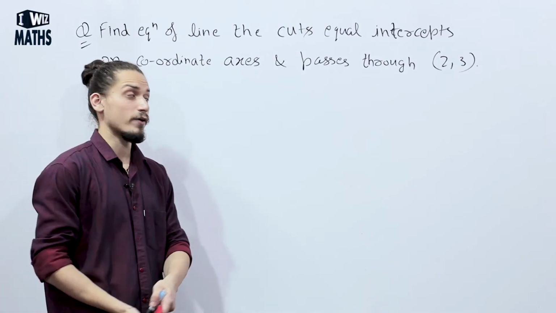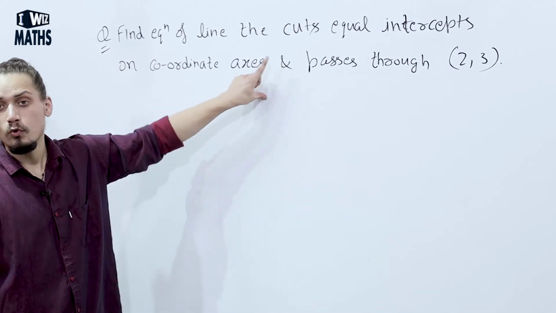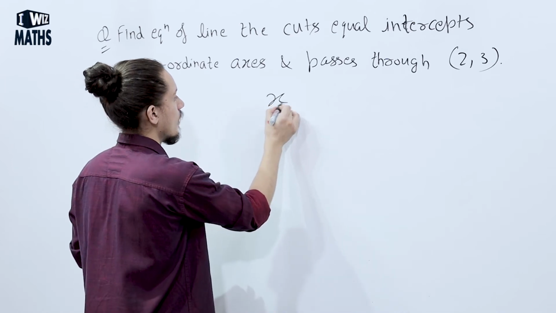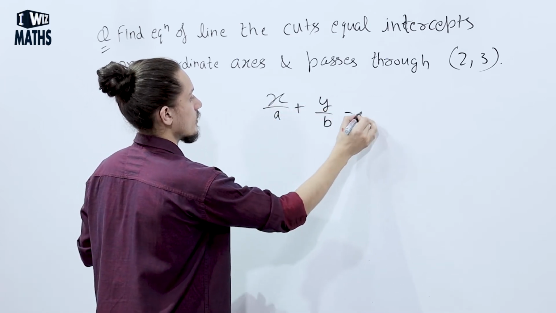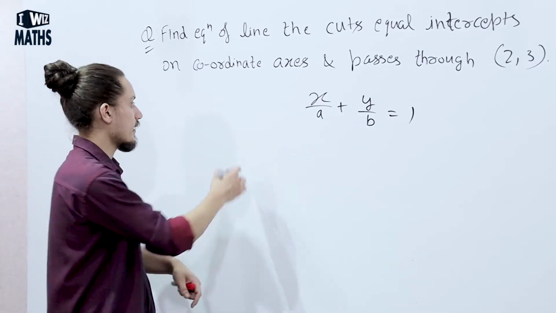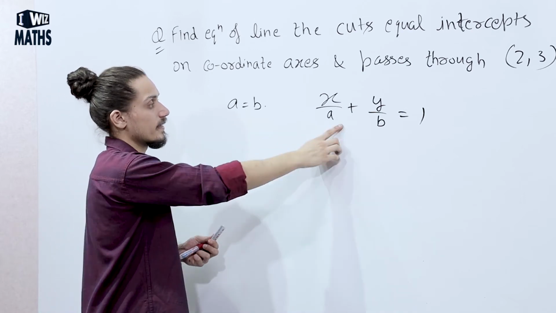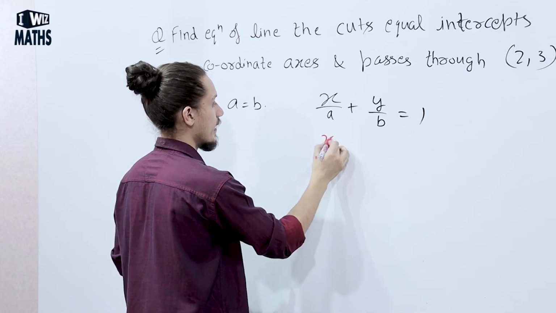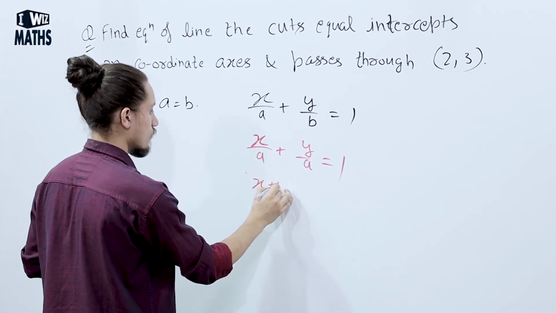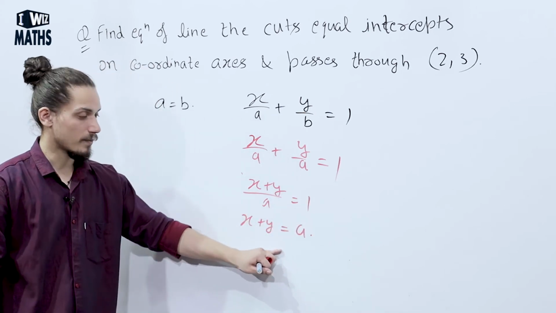Next example is we have to find the equation of line that cuts equal intercepts on the coordinate axes and passes through the point (2, 3). Meaning it intercepts both axes, so we will use the intercept form, that is x/a plus y/b is equal to 1. We will use this form to find the equation of line. Now it says it cuts equal intercepts, meaning a is equal to b, which is given to us. So we'll use this in this equation. Replacing b by a, we get x/a plus y/a is equal to 1, which implies (x plus y)/a is equal to 1 and x plus y is equal to a. This is the equation of line up to here.